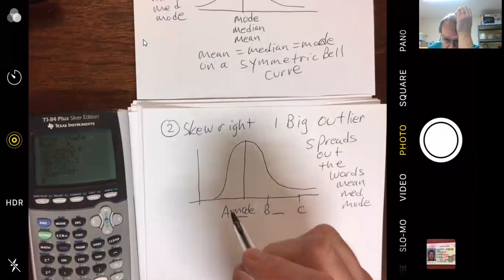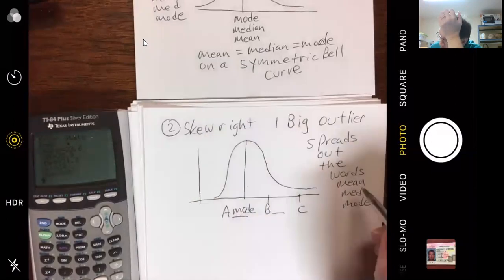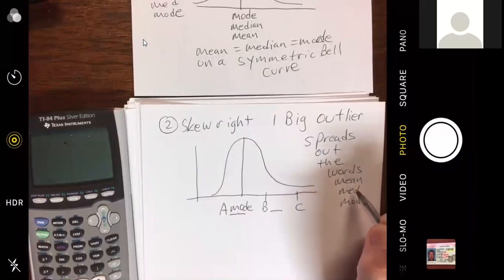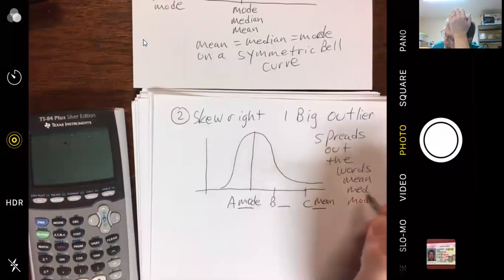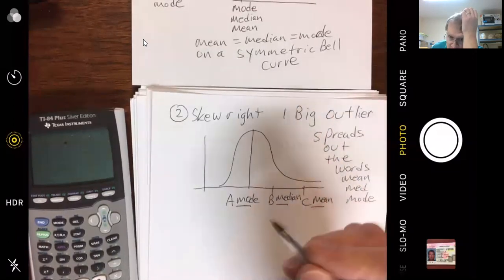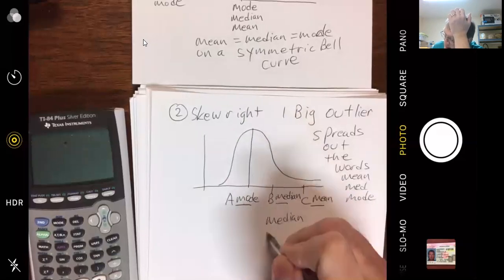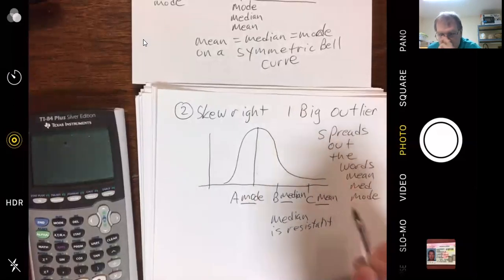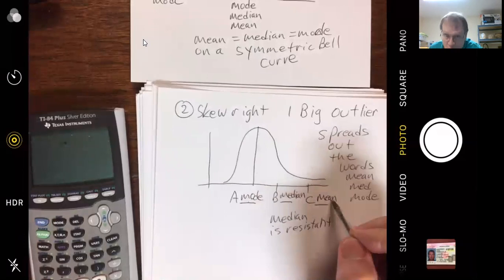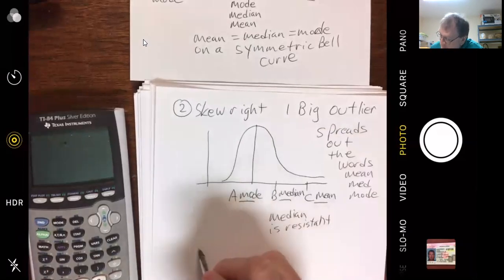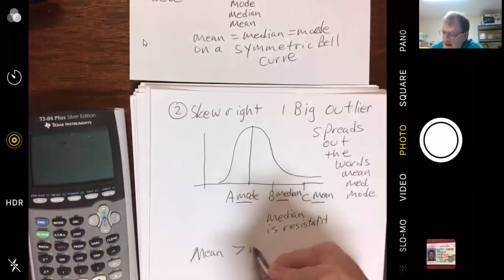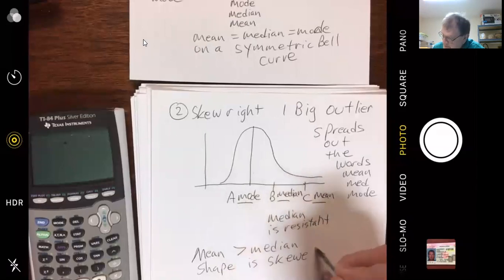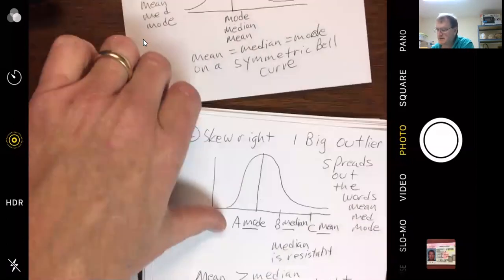Now, I went through a big demonstration using weight data to demonstrate that one of these words will change more than the others. Did we get that across? Which word will change the most? Yeah, the mean would change the most. So it's out in the tail, and the median's in the middle. This is where MyLab uses that word resistant. The median is resistant. You're trying to pull and make it bigger, but the outlier just doesn't affect the median that much. It affects the mean a whole lot. So if the mean is greater than your median, your shape is skewed right. That's how you can tell the shape by just looking at the mean and the median.